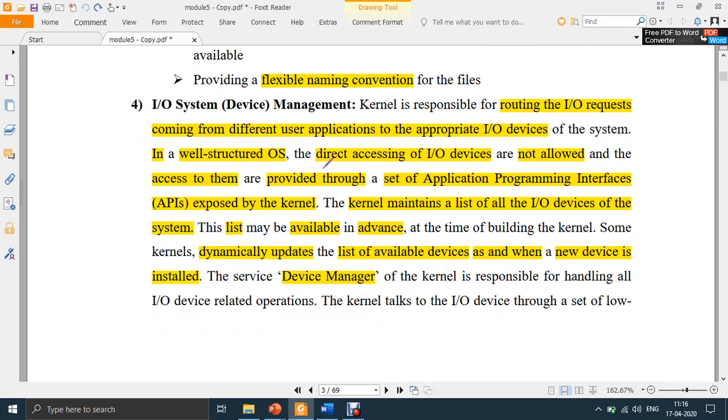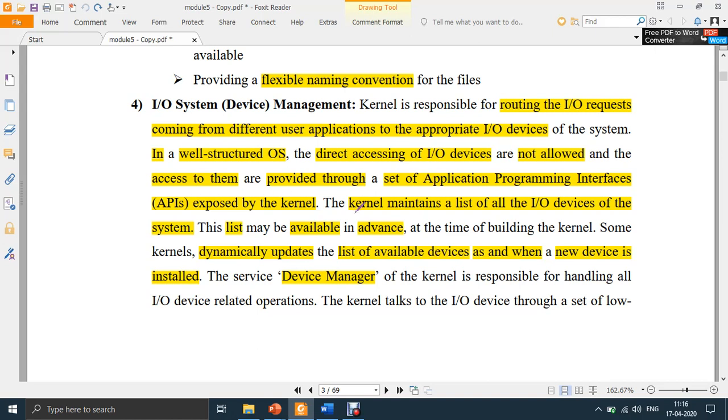In a well-structured OS, direct access to the IO devices is not allowed. So the user application cannot access the IO devices directly. They can access them through APIs. What are APIs? Application Programming Interfaces. These are system calls that need to be used to access hardware.